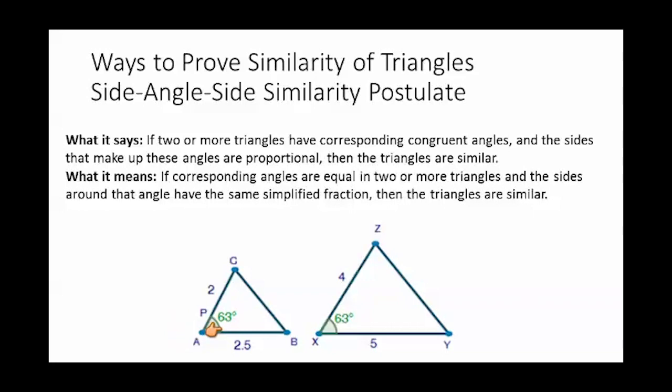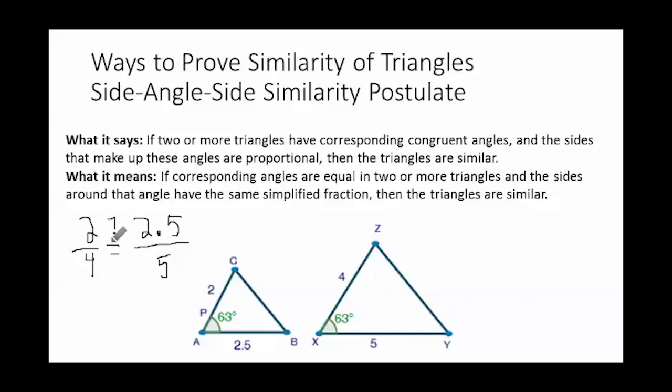We have AC to XZ. If I do my sides, the small 2 over the big 4. And I need to see, is that proportional? Is it equal to AB to XC? AB being 2.5, XZ being 5.